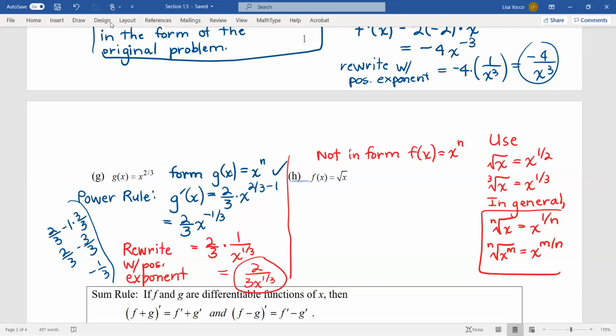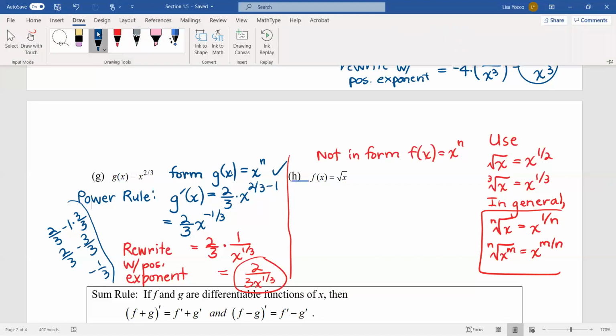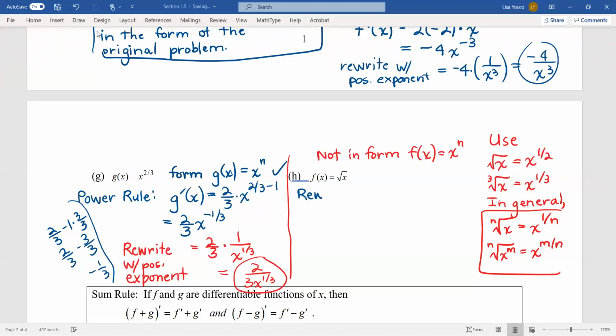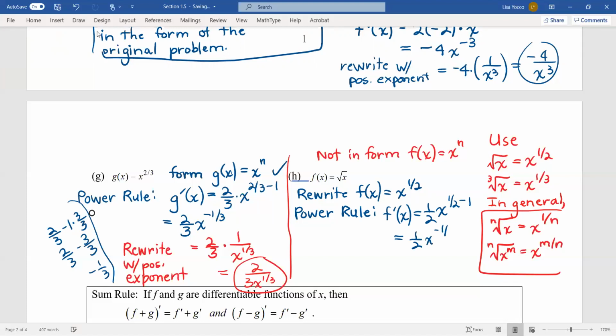So back to my problem. The first thing I have to do is rewrite my function. The square root of x is the same as x to the 1/2. Now we can use the power rule. For the derivative, keep the 1/2 or multiply by the 1/2. Take x to the 1/2 minus 1. All right, well, 1/2 minus 1 is negative 1/2.